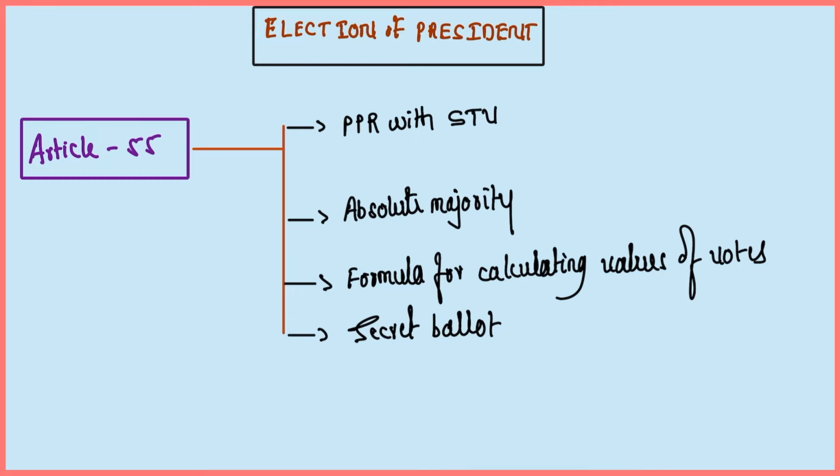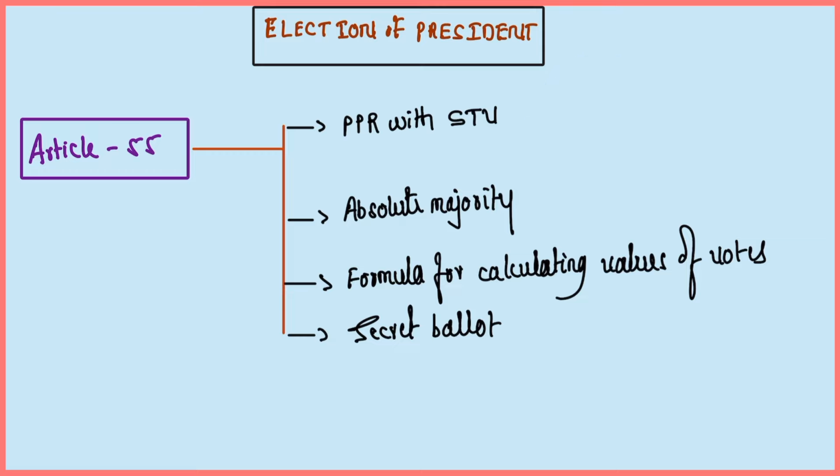The first thing is the process which must be used for the election of the president. Normally, for the election of MPs and MLAs, we use a different process called the first past the post system, FPTP. But for the president's election, it is given that the proportional representation system with the single transferable vote method must be used. Some of you may know what the proportional representation system is, but it must be clubbed with the single transferable vote. What is the single transferable vote? We will understand using examples from the 2022 presidential election.